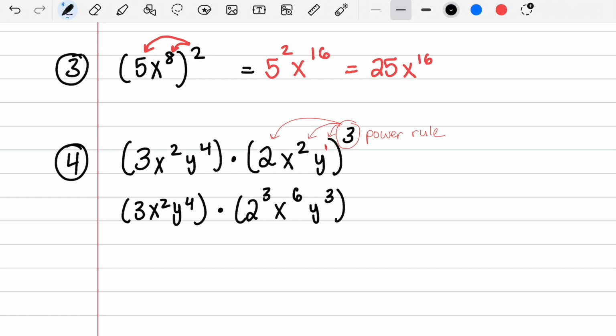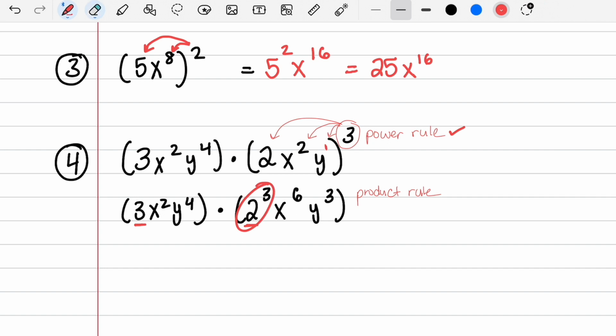Okay. Now that we've already distributed and we've done our power rule, we're going to go back and practice our product rule. Pause the video here and see if you can figure this out on your own. All right, so with product rule, multiply your coefficients. Well, actually, before we do that, I can simplify this.